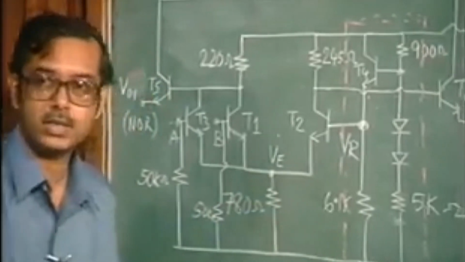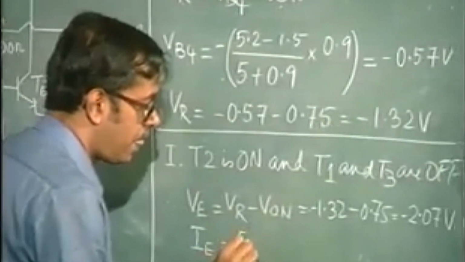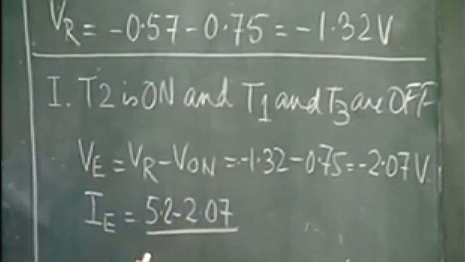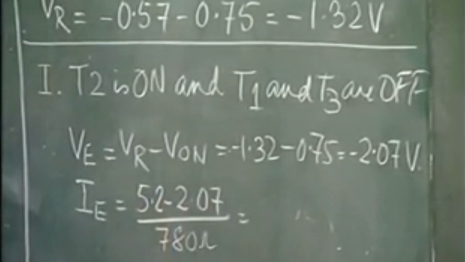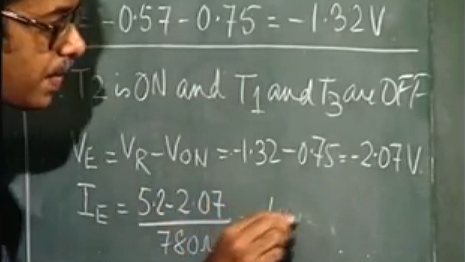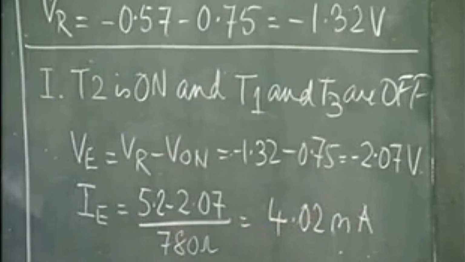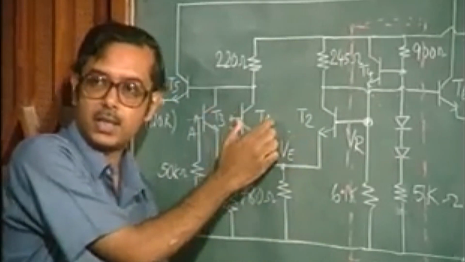The power supply voltage is 5.2 volts, okay. So you have 5.2 minus 2.07 divided by 780 ohms. Okay, and it works out to 4.02 milliamperes according to my calculations, almost 4 milliamperes, okay, all right. So this is the emitter current which flows here. So these two transistors are not conducting.